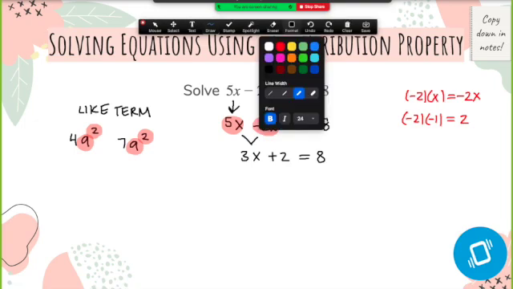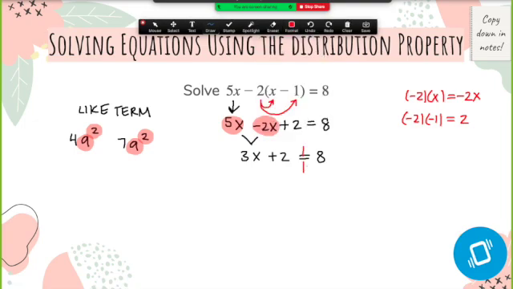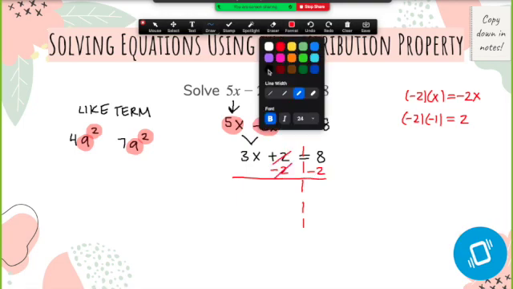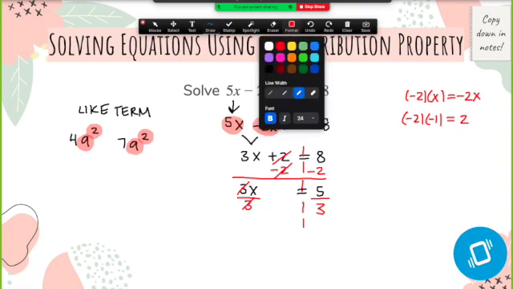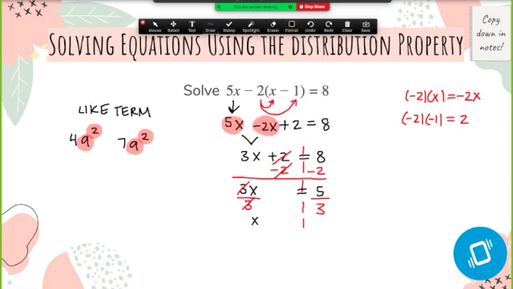Then the last part is just to solve. So I'm going to cut my equal sign, complete the opposite operation, which would be to subtract 2 on both sides. That would cancel out that 2. And then I'm left with 3x equaling positive 5. Again, 3 times x, the opposite operation would be to divide by 3. That cancels out that 3. And then I'm left with x equaling 5/3.